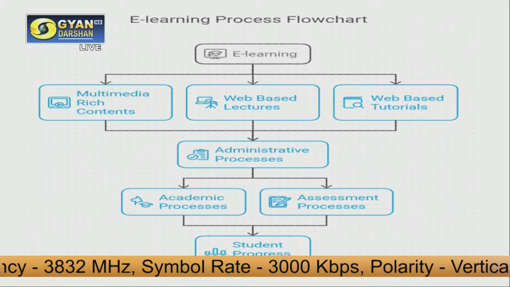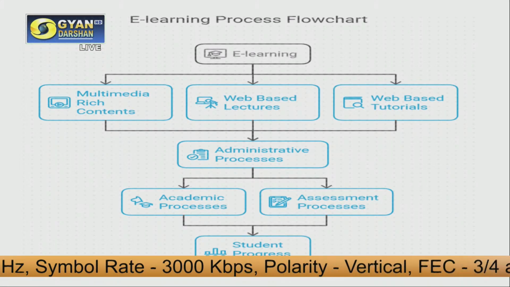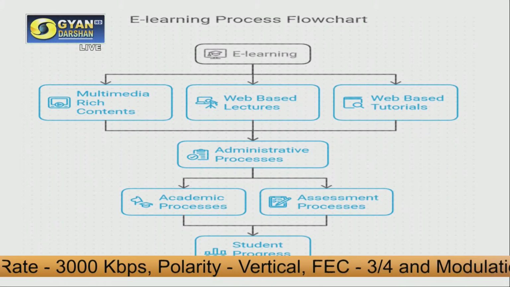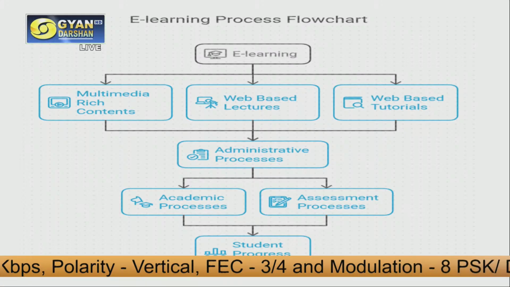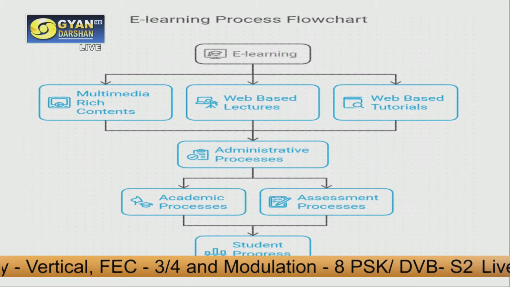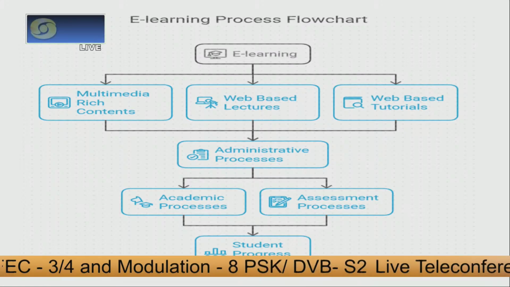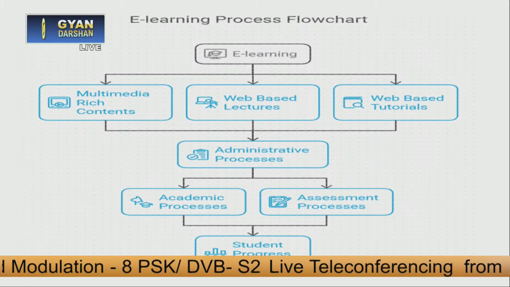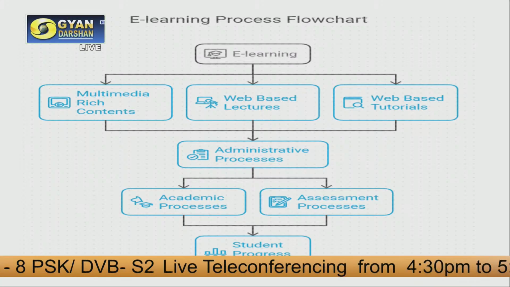So the process flow chart of the e-learning environment actually involves the excessive utilization of multimedia-rich components. Apart from this, we need to have web-based lectures and web-based tutorials. Now, after compiling all these things, we need to have an administrative process.